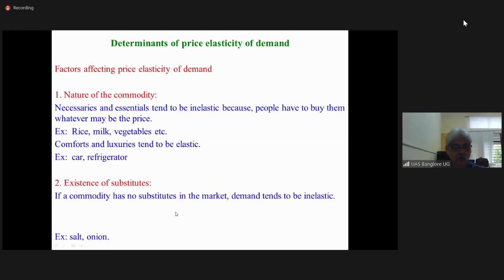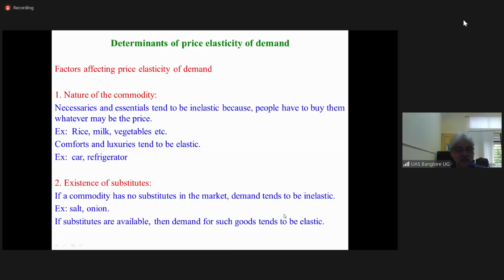For example, salt, onion. Can you substitute something for salt? No. Can you use cabbage instead of onion? No, it is not possible. You have to purchase it. Because onion is used in almost all types of dishes, it rarely has a substitute, so it is inelastic.